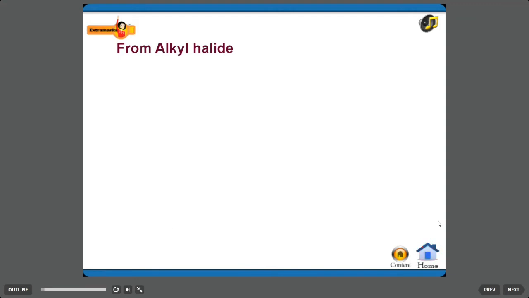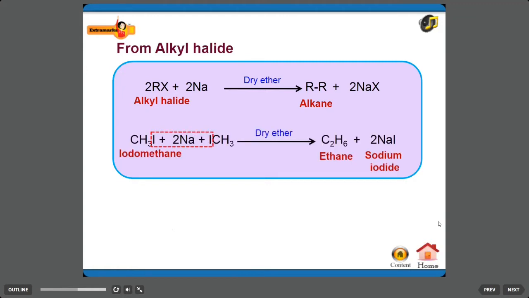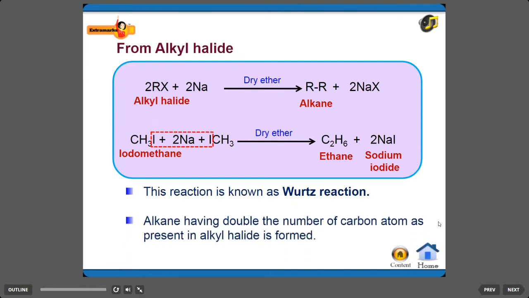The next method of preparation of ethane is from alkyl halide. Alkyl halide on reaction with two molecules of sodium in the presence of dry ether produces an alkane. For example, ethane is formed when two molecules of iodomethane react with two molecules of sodium in the presence of dry ether. This reaction is known as Wurtz reaction. An alkane having double the number of carbon atoms as present in the alkyl halide is formed.